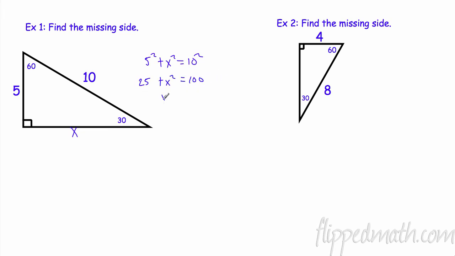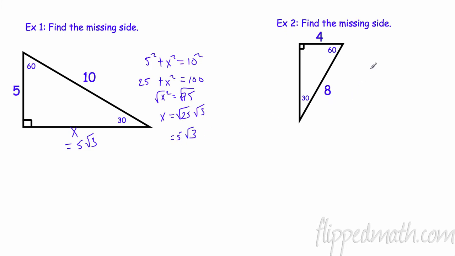I'm going to subtract 25 and I get 75. I'm going to take the square root of that. Now, usually when we have this, it's plus or minus, but since it's a distance, it's only positive. So that's going to be 25 times 3 is 75. The square root of 25 is 5, radical 3. So we have sides of 5 radical 3, 5, and 10.